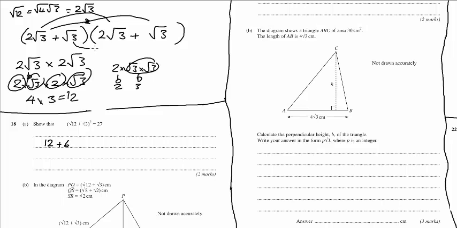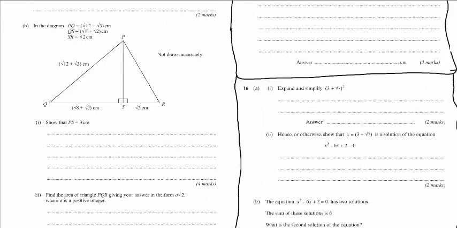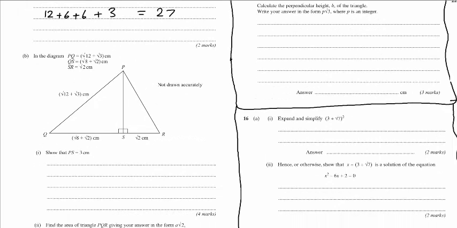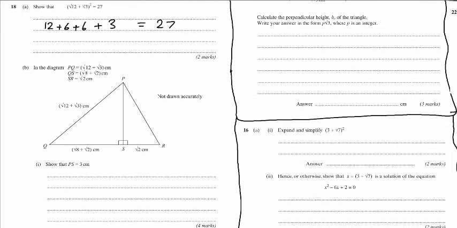Right, then I do the exact same thing here. 3 times 2 root 3. That's also giving me 6. And finally, root 3 times root 3. That's 3. Now if I add that up, will you believe it? It equals 27. I have shown that. So now I move down. I'm really cramped for space.